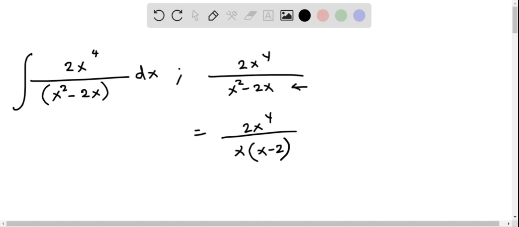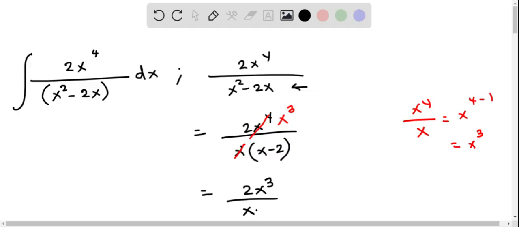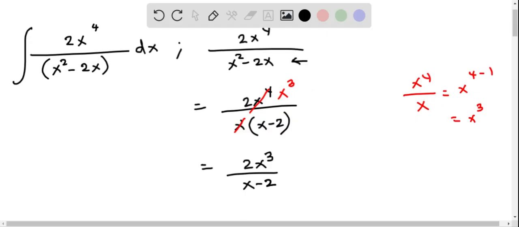Now we can cancel this x^4 with x, by using the exponent law. So basically if we have x^4 divided by x, we can do the subtraction of the powers, that is 4 minus 1, and this equals x^3. So therefore x^4 divided by x is equal to x^3. And so in the numerator we have 2x^3, and in the denominator we have x minus 2. And so this is the simplified expression.